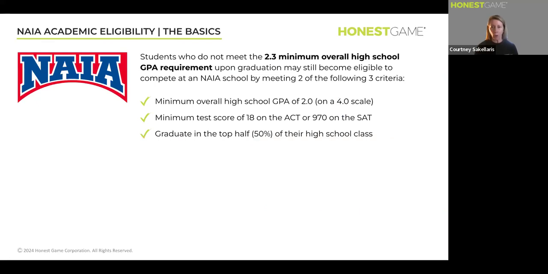A little different requirement in the NAIA. So again, not trying to confuse everyone because we've gone A to G, NCAA, now we're here at NAIA. NAIA is pretty simple though. It is either a 2.3 minimum overall high school GPA. You are qualified for that space to receive athletic scholarship and participate. If you are below that 2.3 overall GPA, you must meet 2 of the 3 standards that you see there on the screen. So minimum overall high school GPA of a 2.0, and then that test score, 18 or 970, and graduate top half of your class. So those are the requirements for NAIA to be eligible.